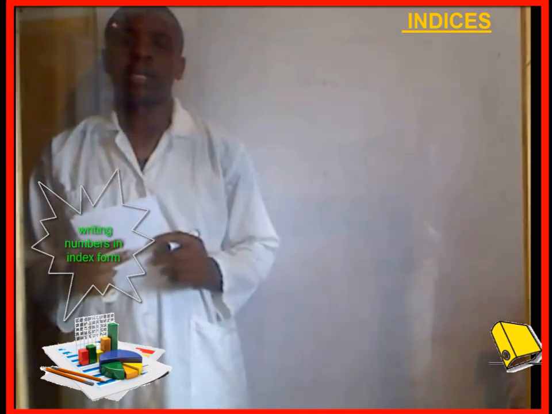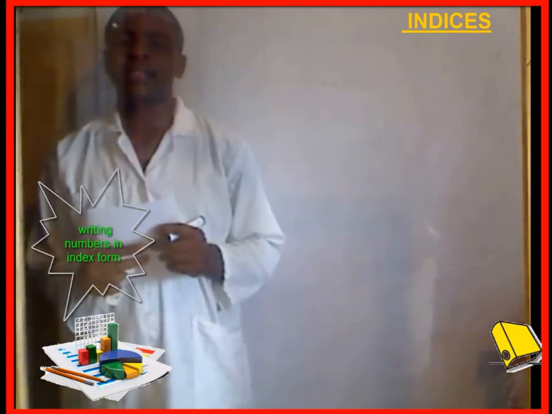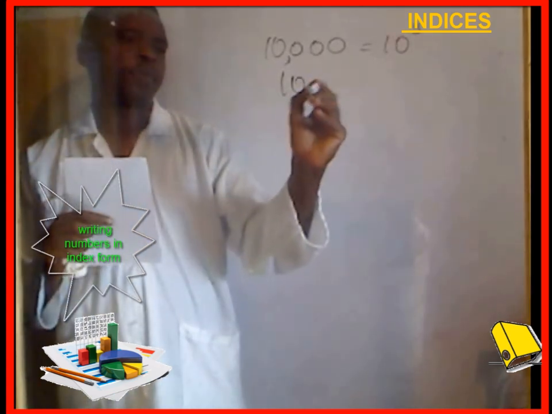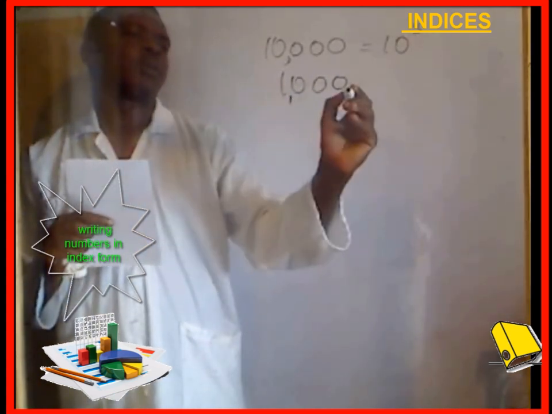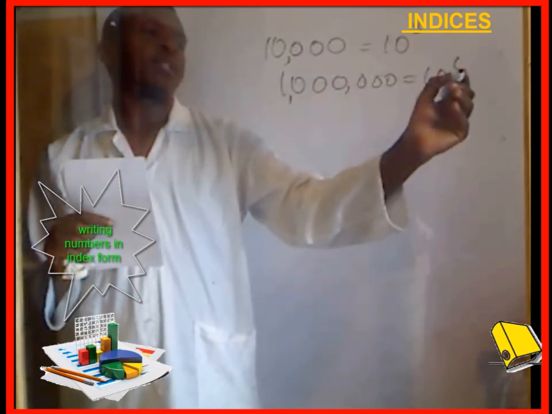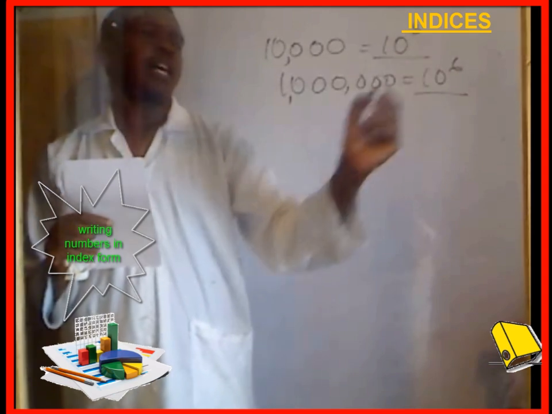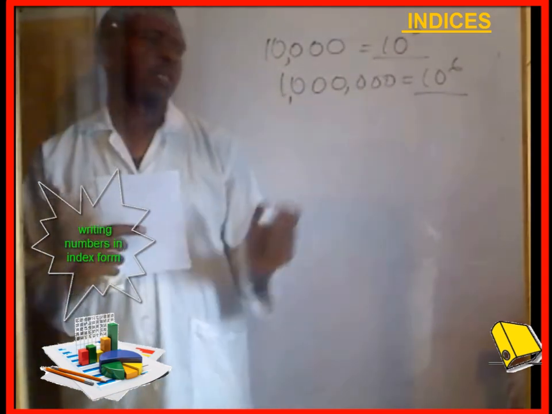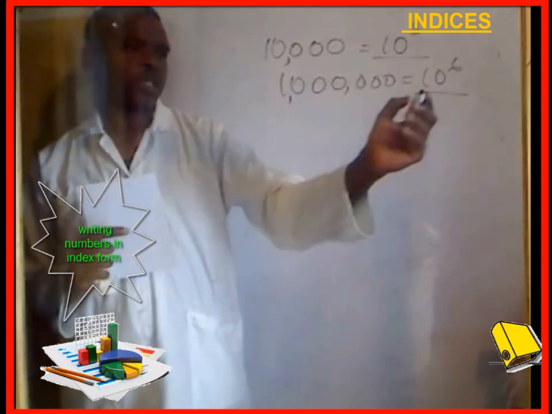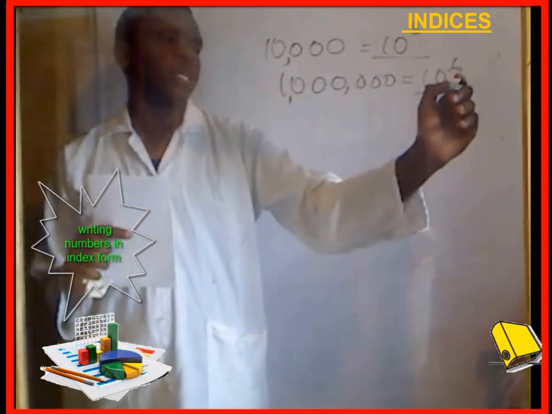Indices. The singular of indices is index. Index form is a way of writing very large numbers or very small numbers. If I have 1 million, this will just be 10 to the 6th. So we find out that it economizes space to write this number, which is very large. So this number is said to be in index form.